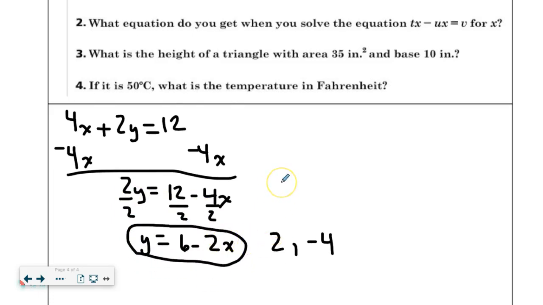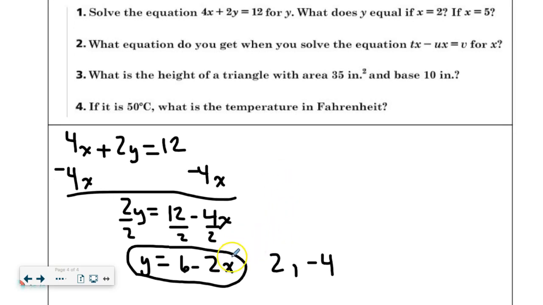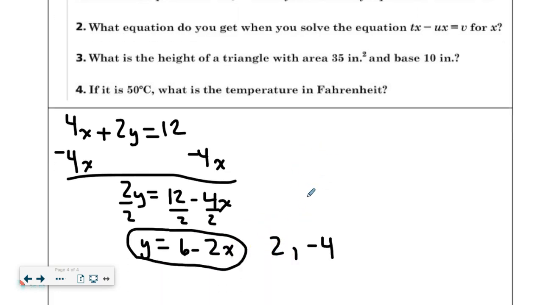And then if I substitute x equals 2, 2 goes in there. 2 times 2 is 4. 6 minus 4 is positive 2. So that's my first answer. And then it says to substitute in x equals 5. So 5 goes in there. 2 times 5 is 10. 6 minus 10 is negative 4. Those are my two answers for that one. All right. Now I'm going to move on to the next problem.